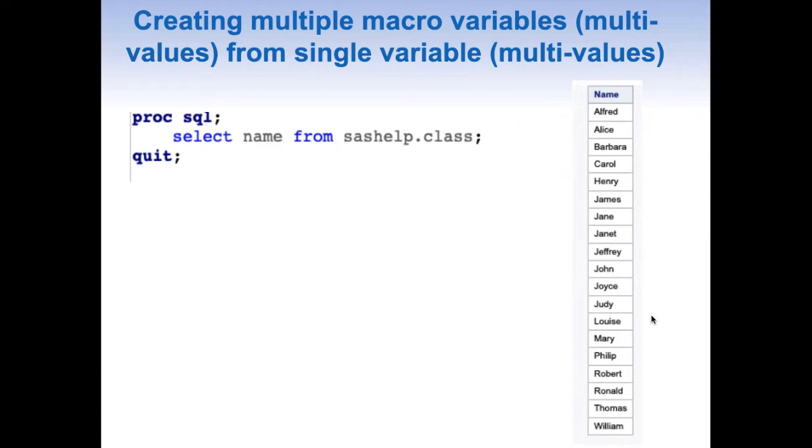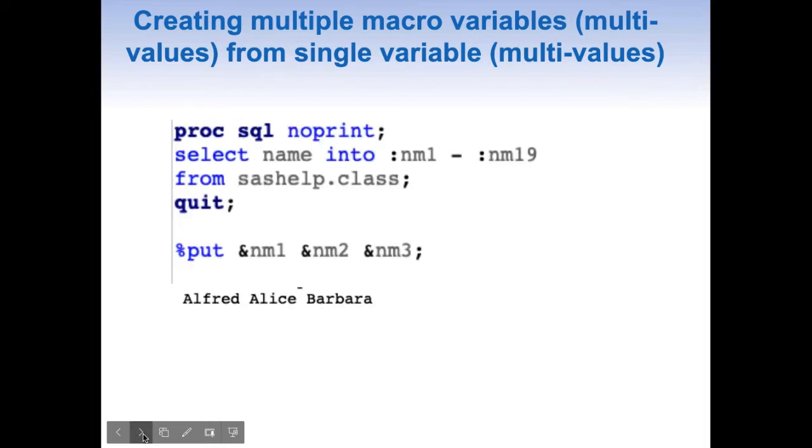Here you can see that it has 19 values. I know this because I work a lot with SASHELP.class. And then what you want to do is create one macro variable which has the value Alfred, the second one will have Alice, the third one will have Barbara, the fourth one will have Carol. Like this, I want to create 19 macro variables, where the first one relates to the first value and the 19th one relates to the 19th value.